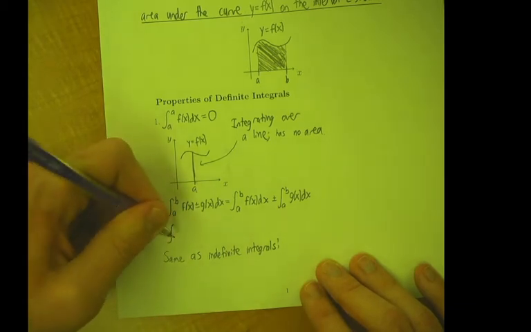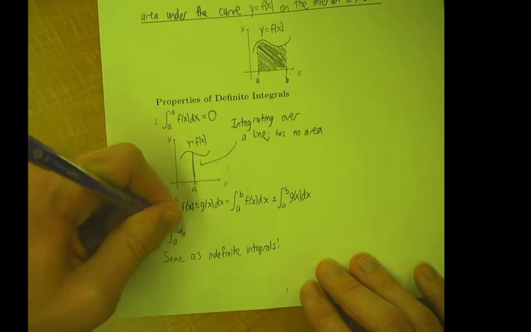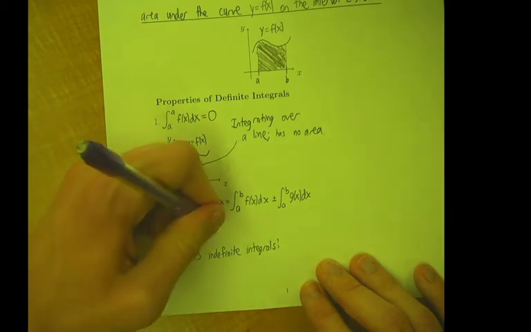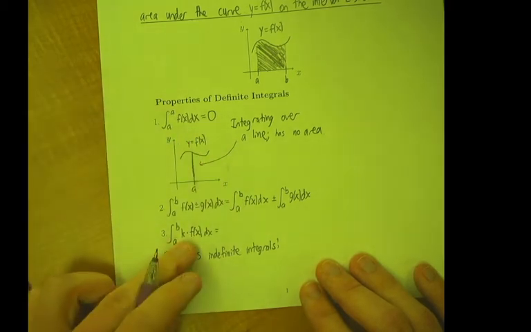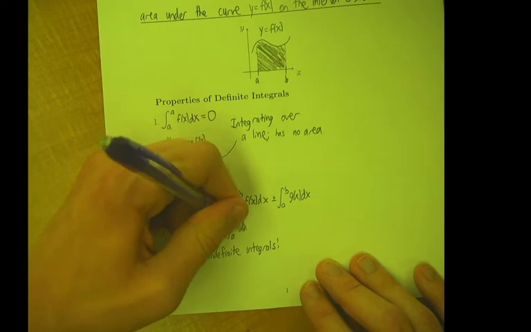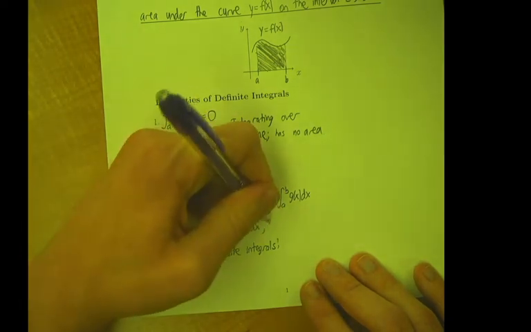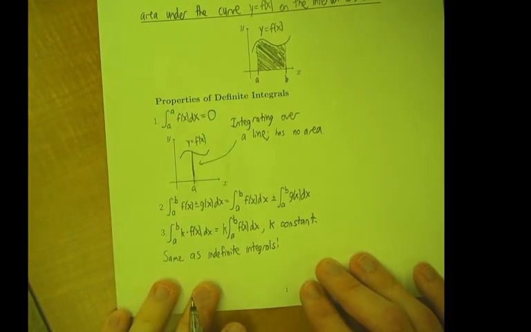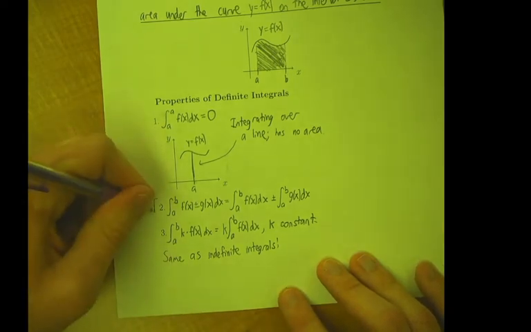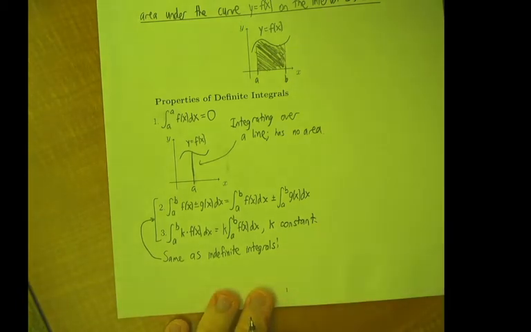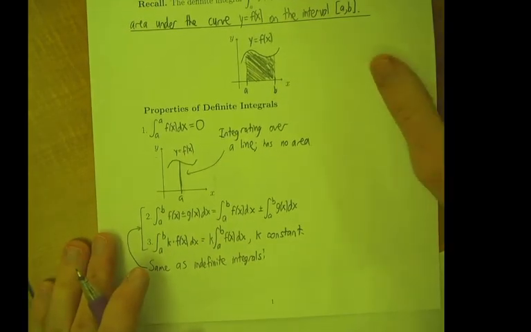Similarly, if we have the integral from a to b of k times some function f of x dx, like with indefinite integrals, we can take this constant out if k is constant. So k times the integral from a to b of f of x dx, with k constant. Those are the two properties that we have from indefinite integrals. The next two I want to focus on are something we haven't really seen before.